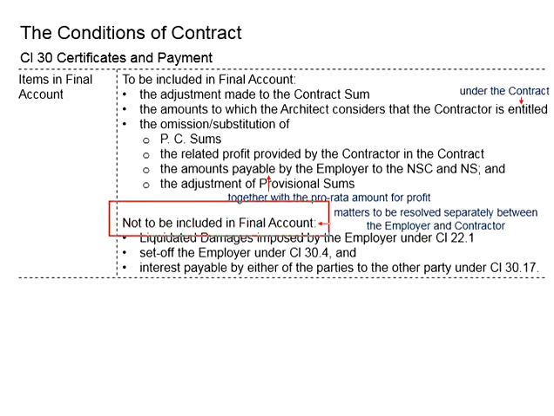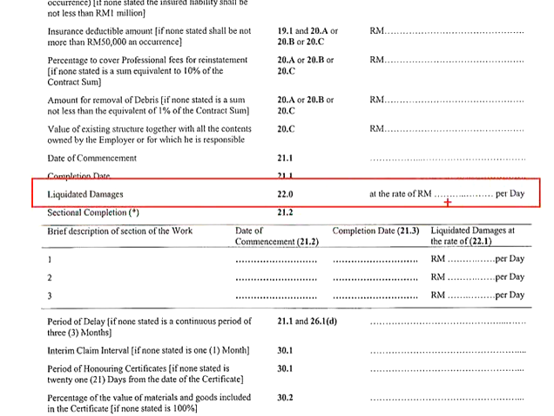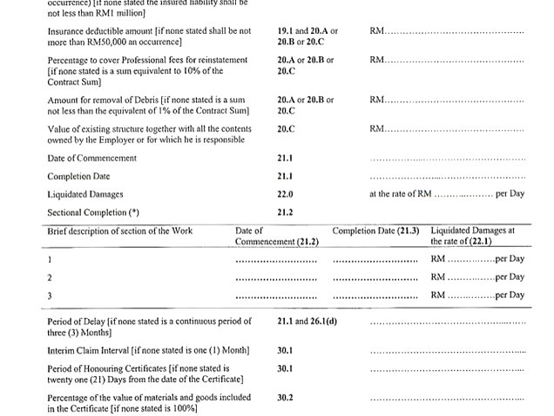As for the items not to be included in the final account, those are the matters to be resolved separately between the employer and the contractor. Among those include the liquidated damage imposed by the employer under clause 22.1. You know that the liquidated damage is related to the penalty imposed by the employer due to the delay of the work or delay of the completion by the contractor, and the relevant rates are normally stated in the appendix by the cost per unit of days.